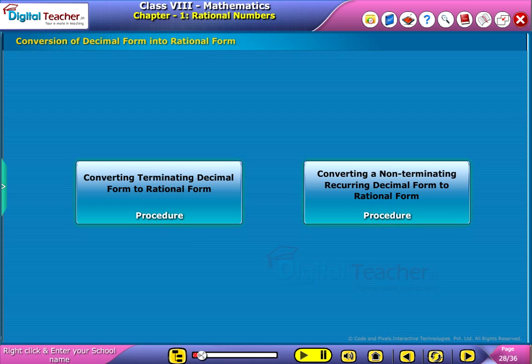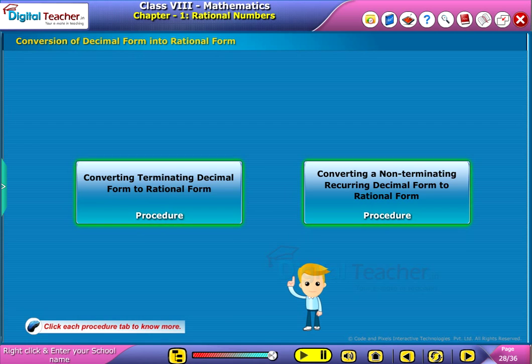Conversion of decimal form into rational form. Here, the conversion is basically of two types. They are converting terminating decimal form to rational form, and converting non-terminating recurring decimal form to rational form. Click each procedure tab to know.